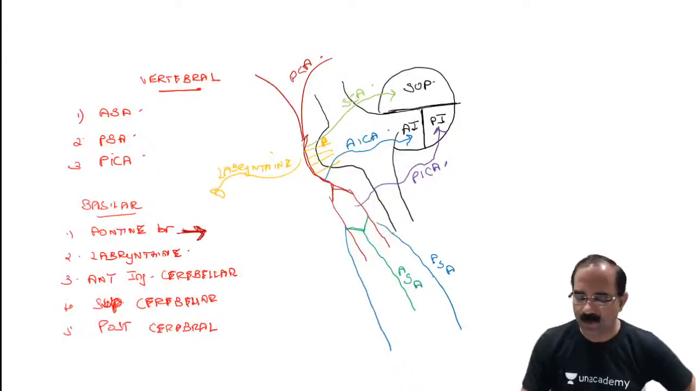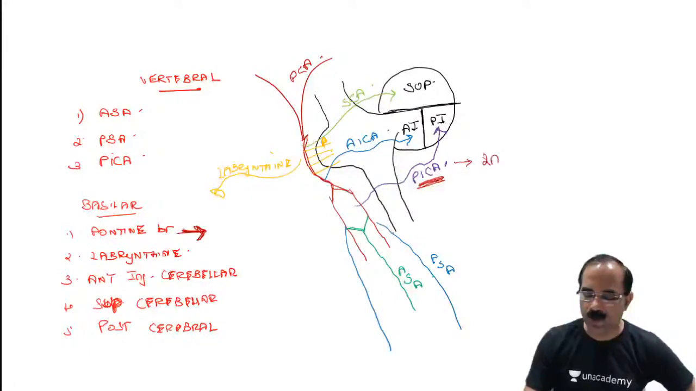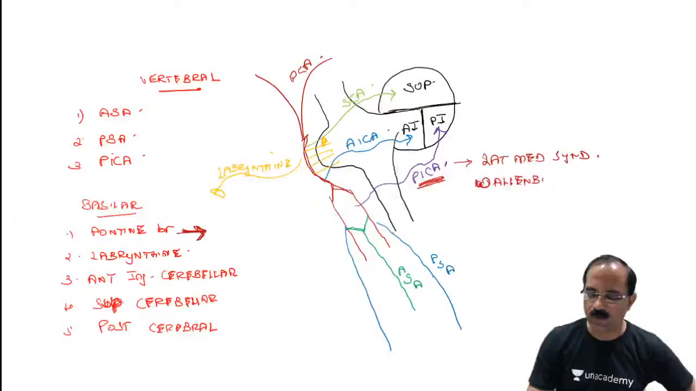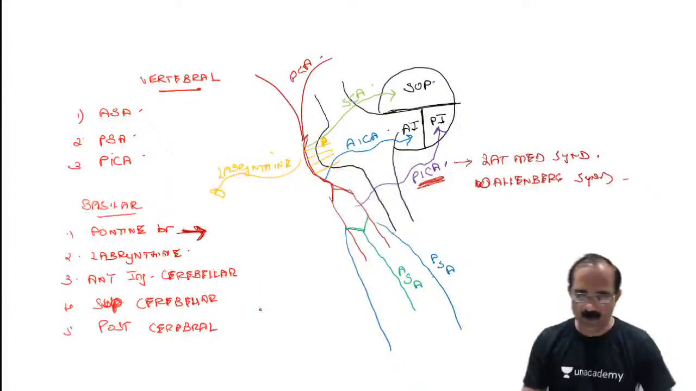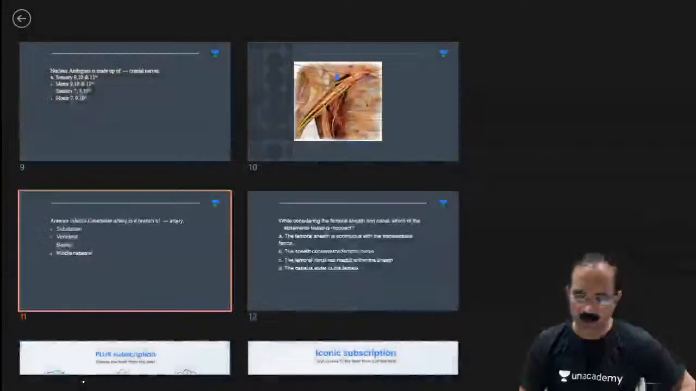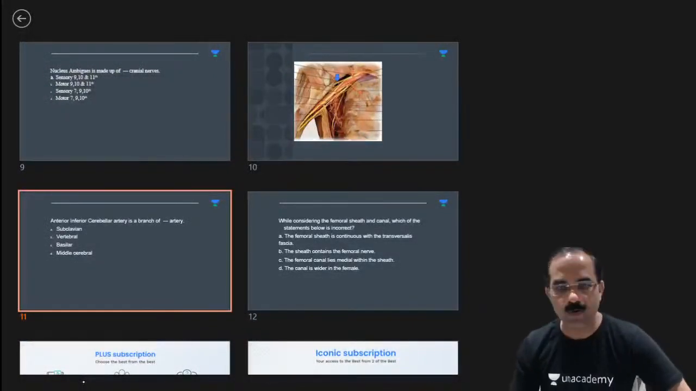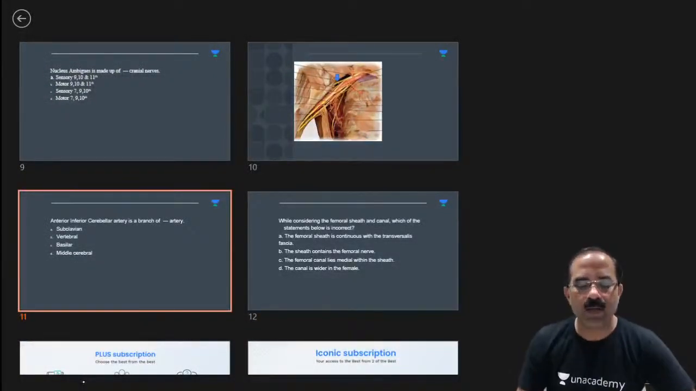Tell me this, this is easy. Thrombosis of PICA, posterior inferior cerebellar artery leads to, anyone? Thrombosis of PICA leads to lateral medullary syndrome. It is also known as Wallenberg syndrome. Thrombosis of PICA, posterior inferior cerebellar artery leads to Wallenberg syndrome or the lateral medullary syndrome. Okay, students.